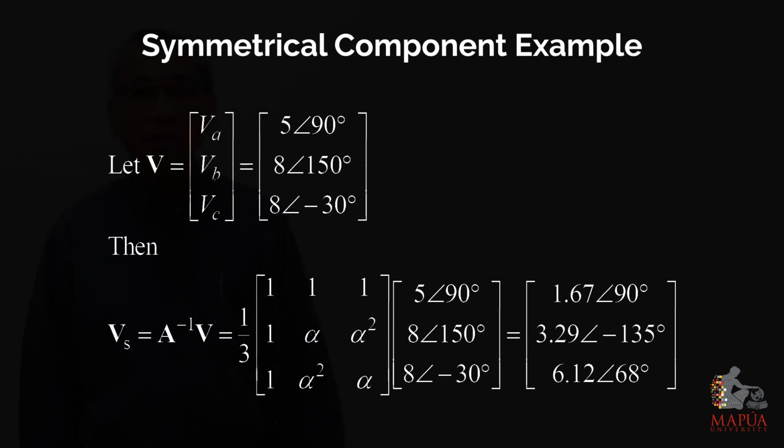So the sequence voltages will be equal to the product of the inverse of the matrix A and the phase voltages. Multiplying this, we now have the sequence voltages: VA0 is equal to 1.67 angle 90 degrees, VA positive is equal to 3.29 angle negative 135 degrees, and VA negative is 6.12 angle 68 degrees.